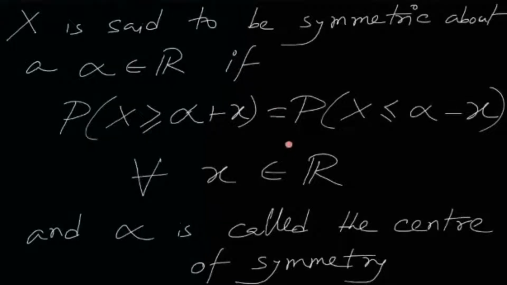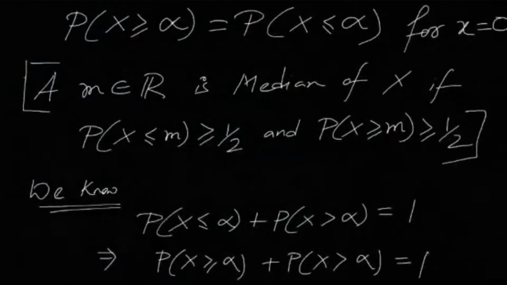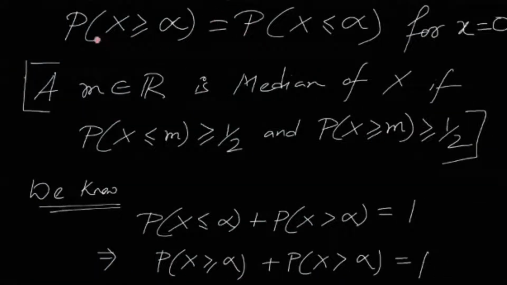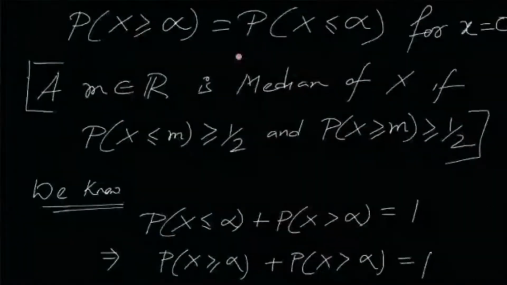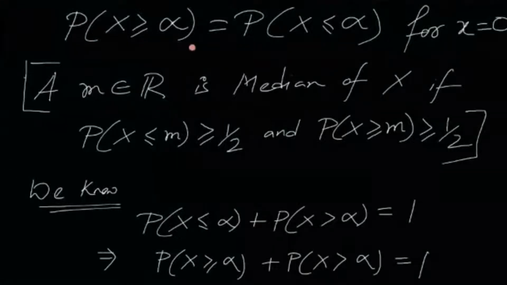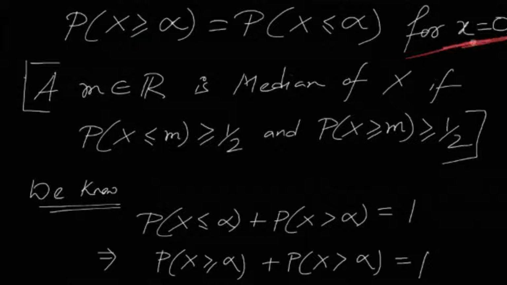So now it is very interesting that if x is symmetric about a real number alpha, then its median is actually alpha. Why? Since this equality is true for all x, therefore for x equals to 0, we have probability x greater than equals alpha is equals to probability x less than equals alpha. Now, what is a median? A real number m is a median of x if probability x less than equals m is at least half and probability x greater than equals m is also at least half. Such a real number is called a median of x.